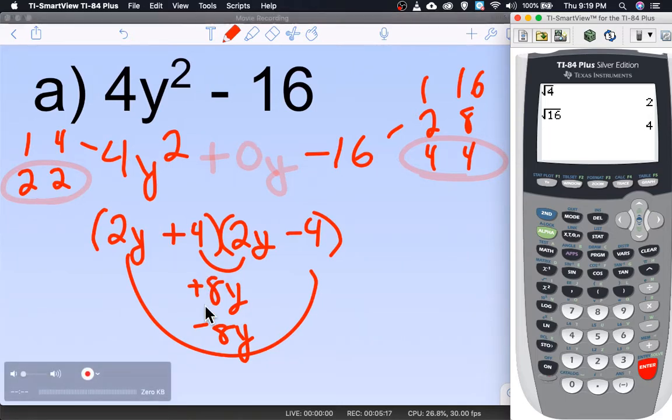My middle term had canceled out because one was a positive 8y, the other was a negative 8y. Combined together gives us 0y. And everything is good. 2 times 2 is 4. Positive 4 times negative 4 is negative 16.